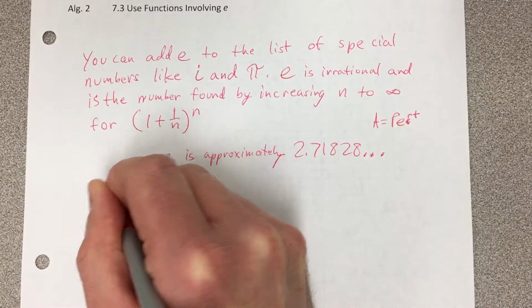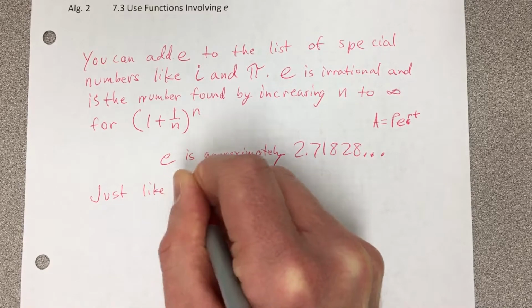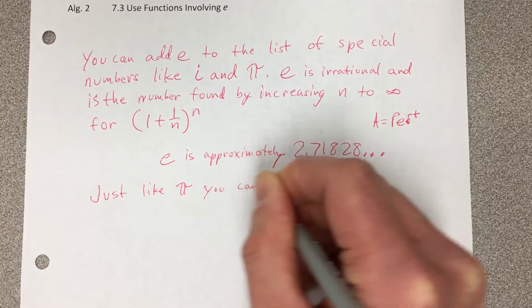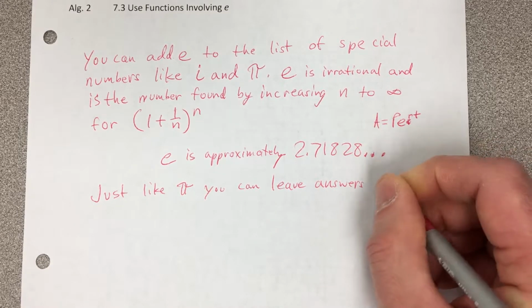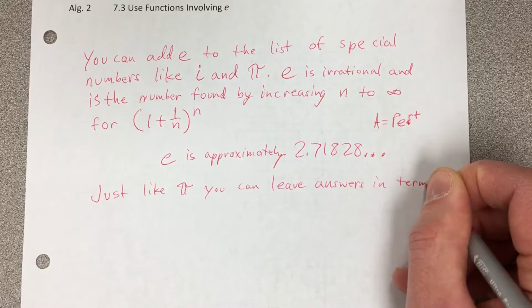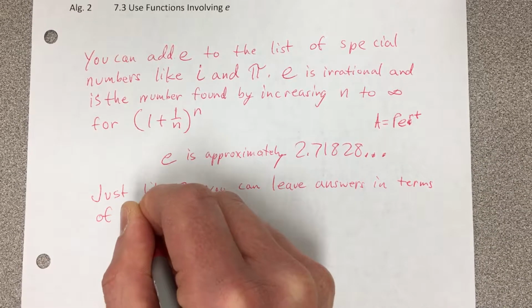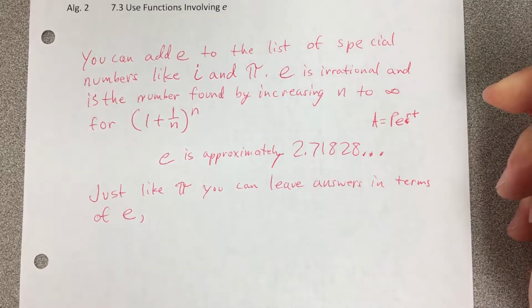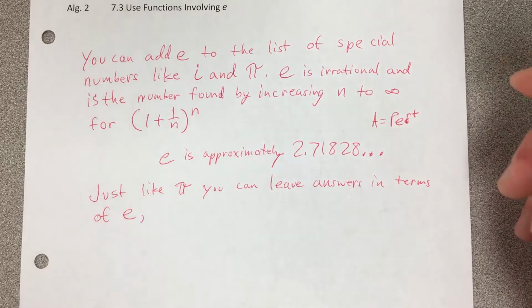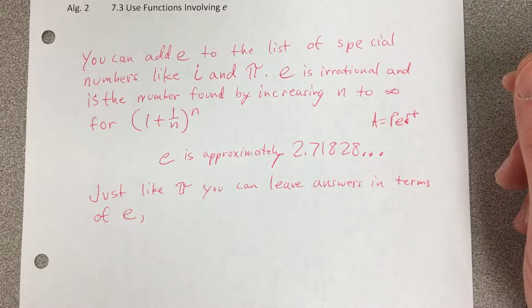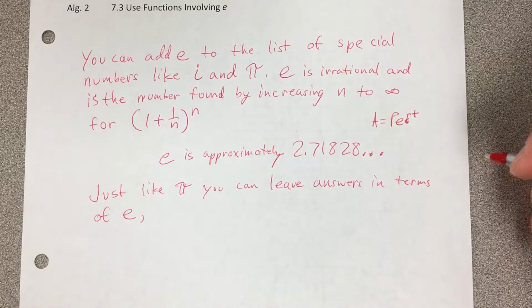Just like pi, you can leave answers in terms of e. So if you recall in geometry, sometimes they would ask for the exact answer, and so you might get an answer like 6 pi centimeters. Well, the reason they're doing that is because you might have to do more calculations later, and you don't want to introduce a rounding error. But that's an exact answer, okay? And we're going to do that on some problems. We're just going to leave e as it is.